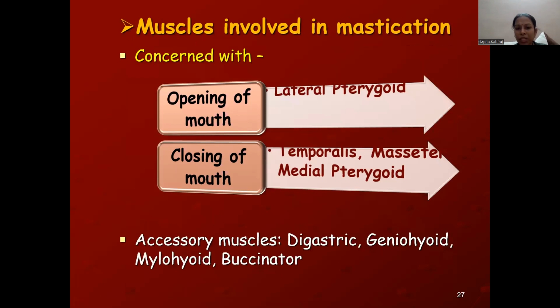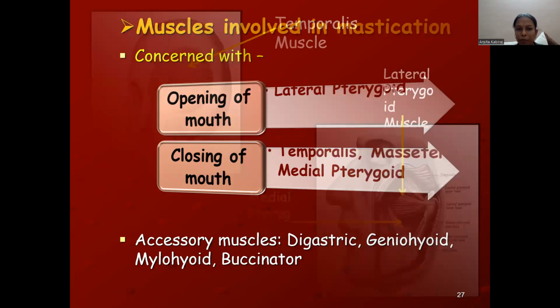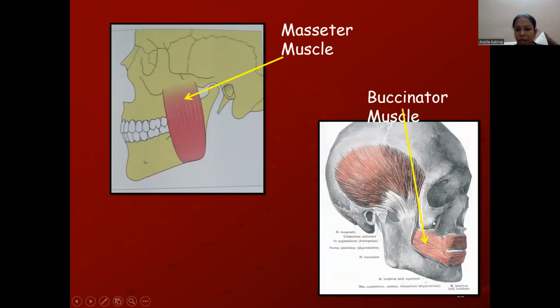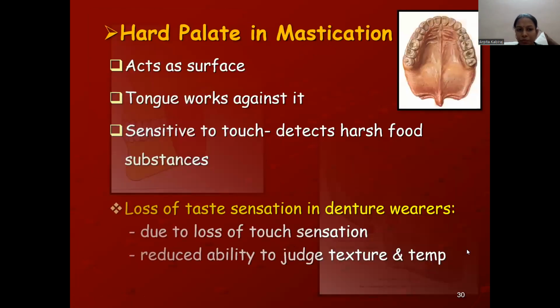Now, the muscles involved in mastication. The lateral pterygoid is especially concerned with opening of the mouth, and closing of the mouth involves the temporalis, masseter and medial pterygoid. Certain accessory muscles like digastric, geniohyoid, mylohyoid, and buccinator are involved in mastication. It's the temporalis muscle, then you have the medial pterygoid, the lateral pterygoid, the masseter, and the buccinator muscles.